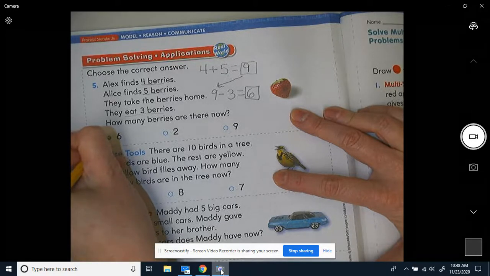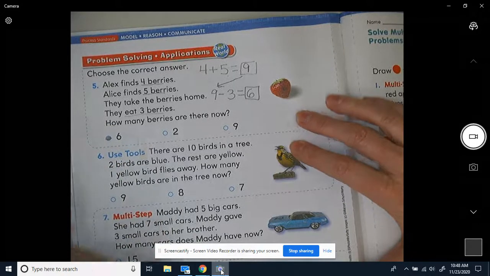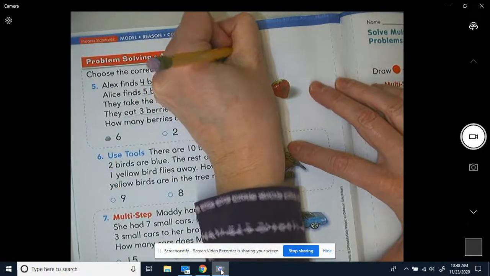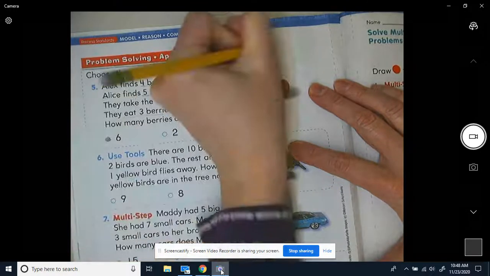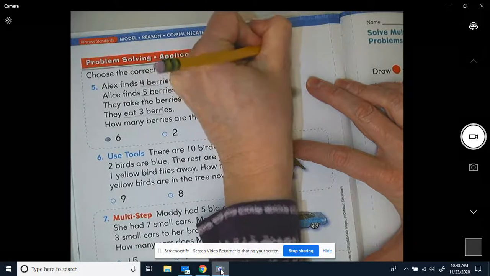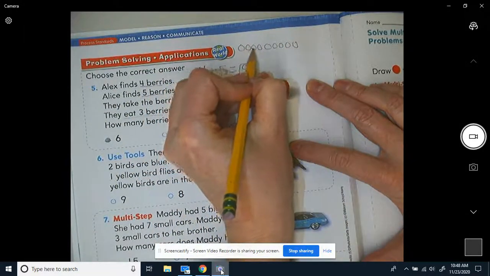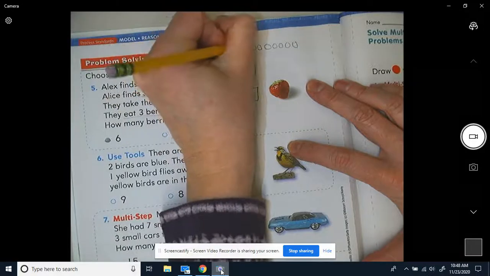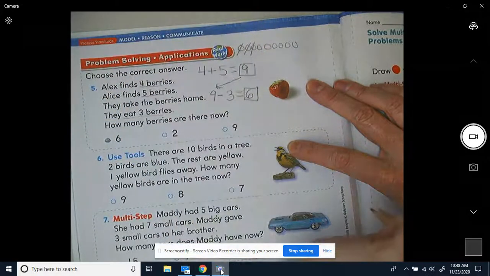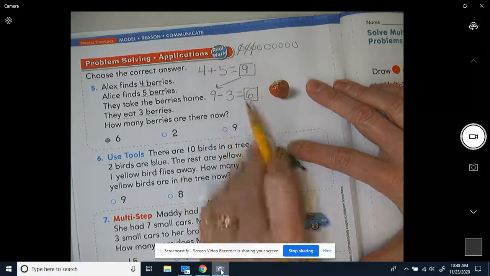6. So I would color that in. Do you believe me? No? I'll prove it. Look, there's 4 berries. 1, 2, 3, 4. Those are Alex's. And then Alice had 5. 1, 2, 3, 4, 5. Altogether, they have 9. 1, 2, 3, 4, 5, 6, 7, 8, 9. And then they eat 3 of them. Yum, yum, yum. 1, 2, 3. So how many are left? 1, 2, 3, 4, 5, 6.